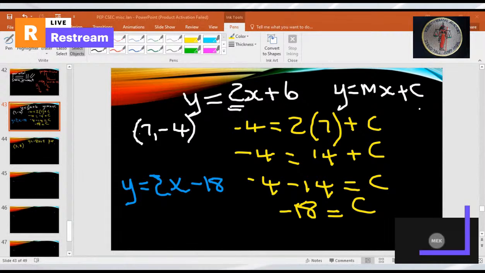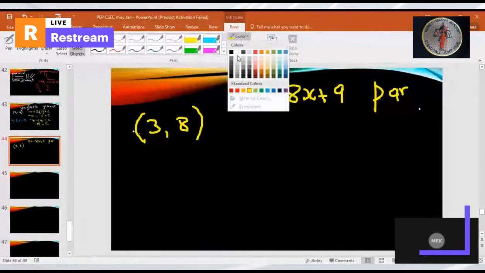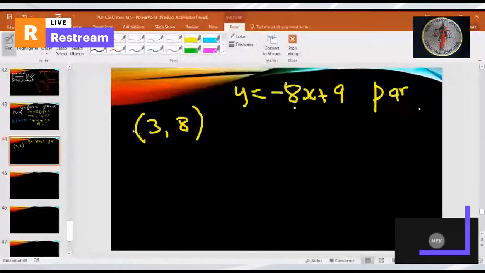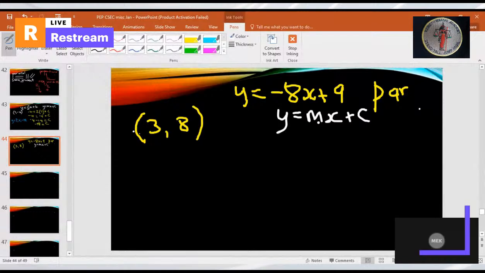All right, let's work this one together. We always want to write our general equation of a straight line, so we know what we're working with. y equals mx plus c. And m is the gradient, c is the y-intercept, which tells us where the line will cut across the y-axis.